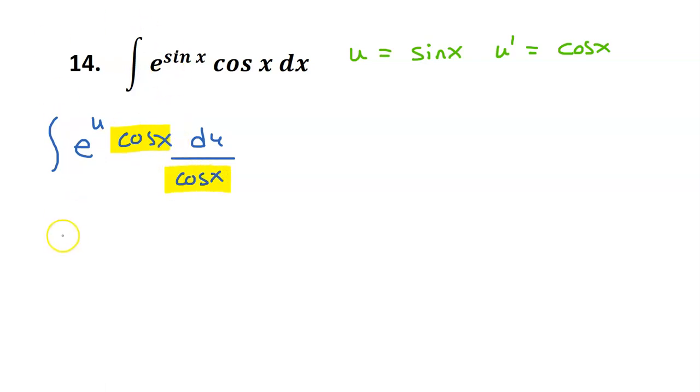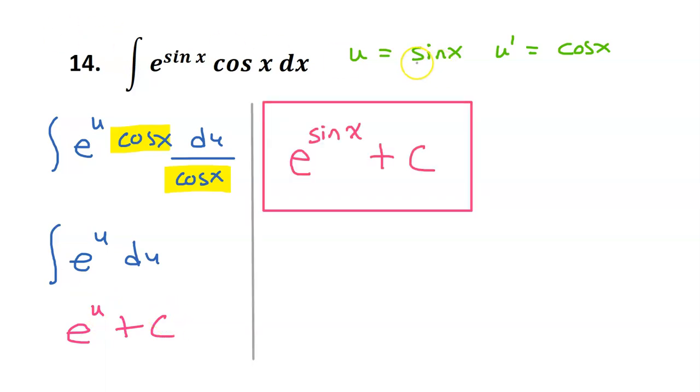Right away, we notice that we have cosine x in the numerator and the denominator. These cancel each other out. That leaves us with the integral of e to the u du. The memorized rule is this integral is e to the u plus c. Putting sine x back in for u gives us the final answer.